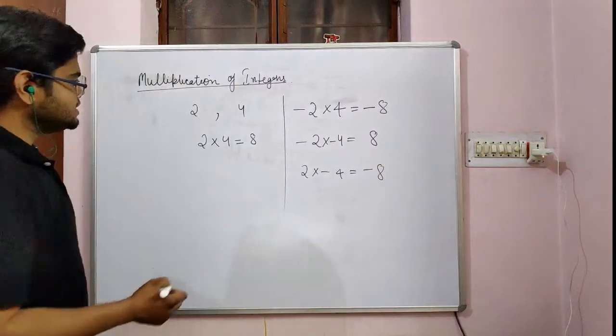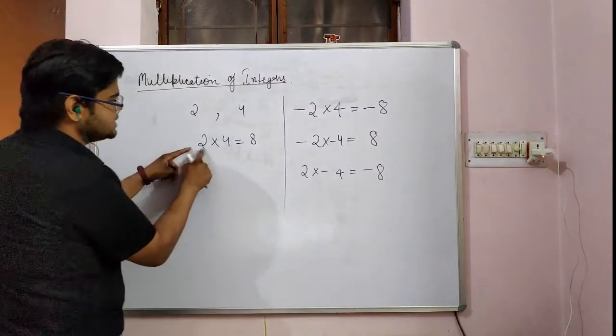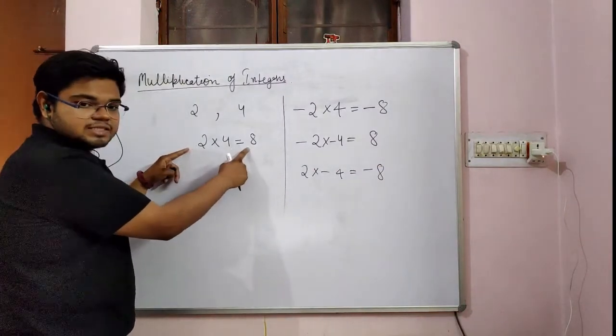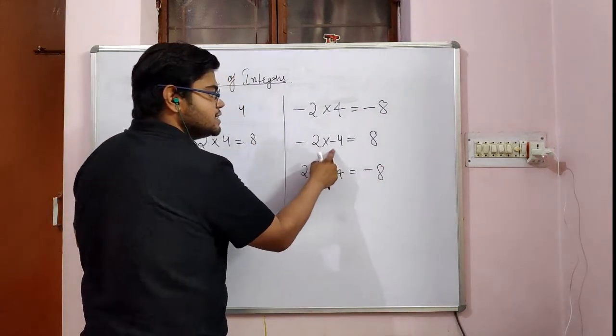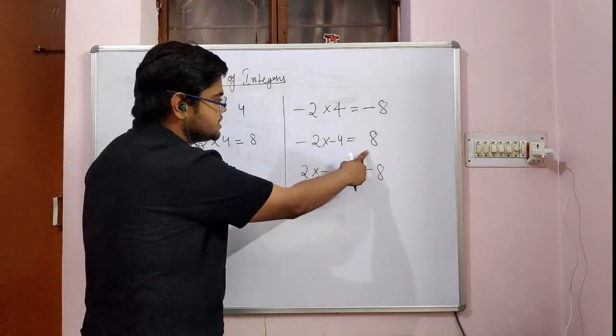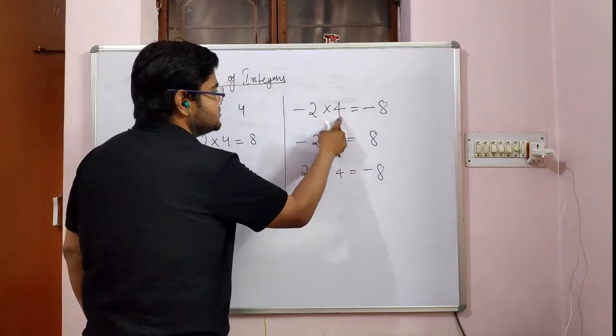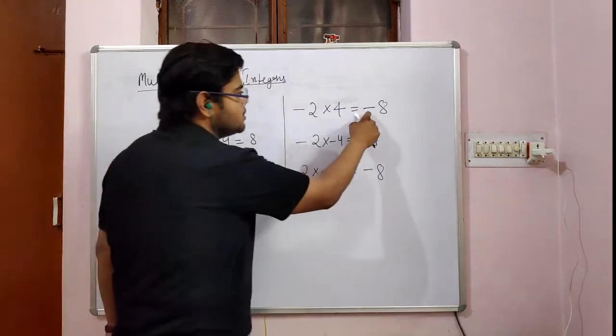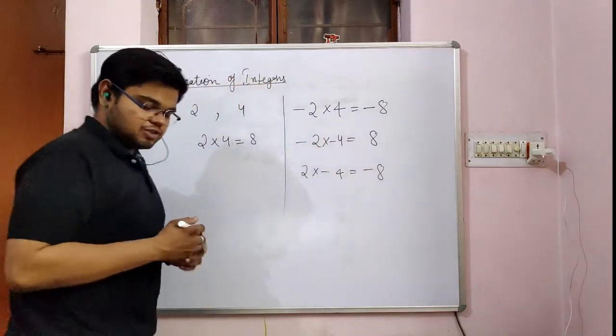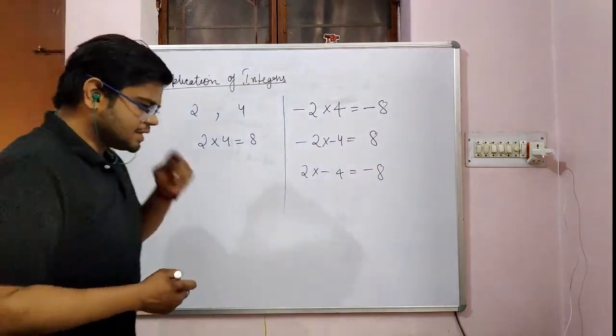So from here we can see that if both the signs are positive, then the result is positive. If both the signs are negative, then the result is positive. But if any one of the signs on the integers is negative, then the outcoming result is also negative, children. But there are some cases.